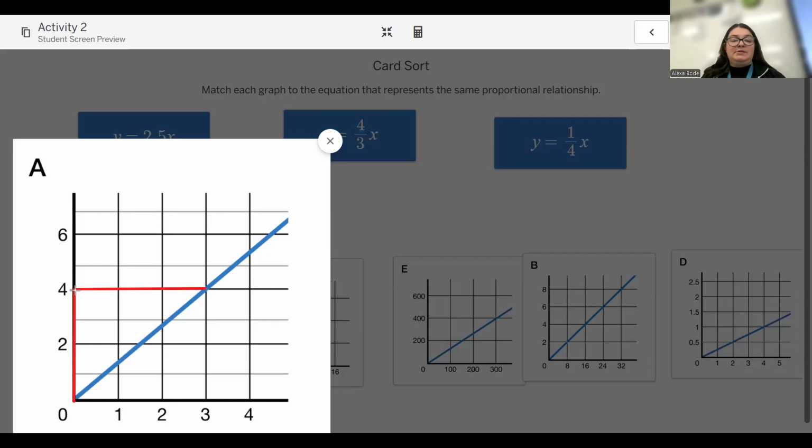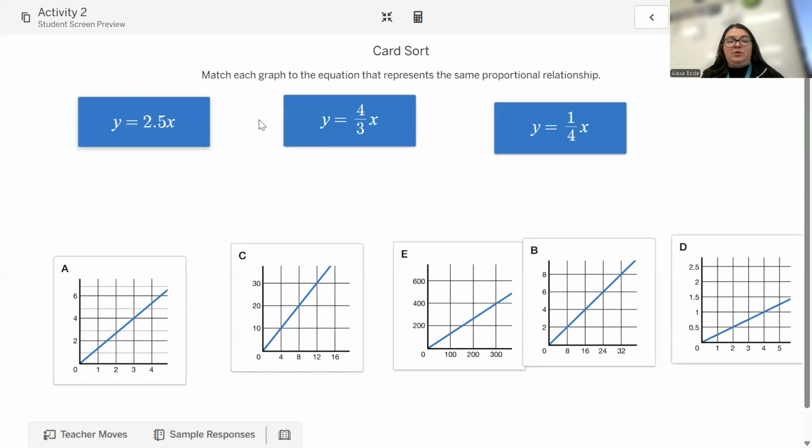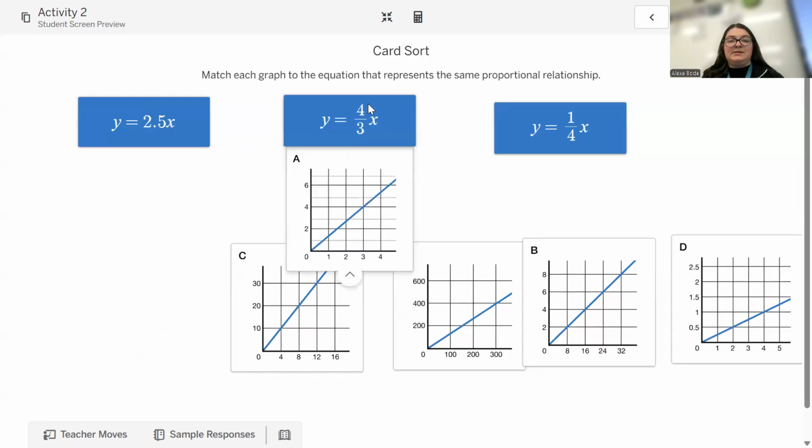So if our height here is 4, our base here is 3, that means that we have a slope of 4/3. So I want to look for which of these equations has a slope of 4/3, and that is this one here, y equals 4/3 x.